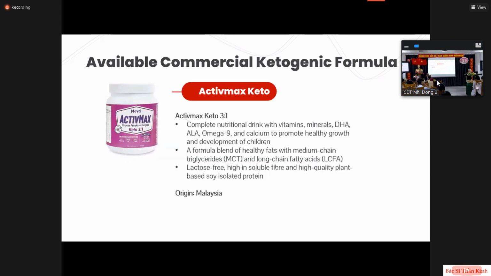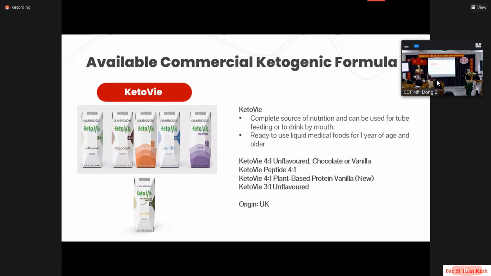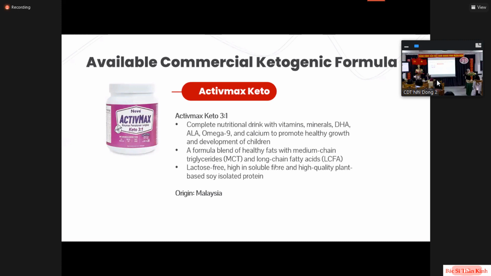The origin is from the UK, and this one I'm very proud to say is from our Malaysia. This is produced locally. Luckily we have this one. It is formulated at a 3:1 ratio. It's a complete nutritional drink. It's in powder form. The Ketovi just now is in liquid form. Okay, this is in liquid form, and this is in powder form. It's from Malaysia. It's a formula blend with healthy fats, MCT, and also long chain fatty acid. Right? It's also lactose free and high in soluble fiber.